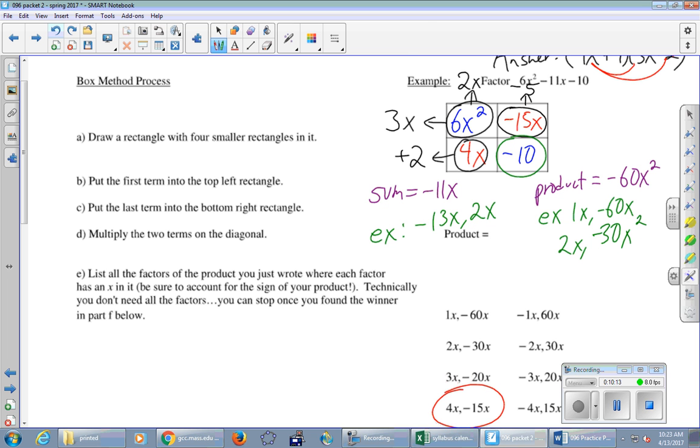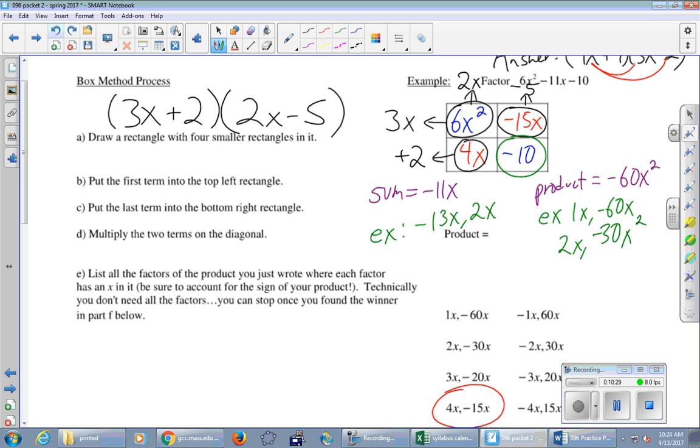Okay, and then we just have to grab the stuff that's on the outside, and that's going to be our answer. I'll start on the left. 3x plus 2. Put that in your first parentheses. And then reading across the top, 2x minus 5.